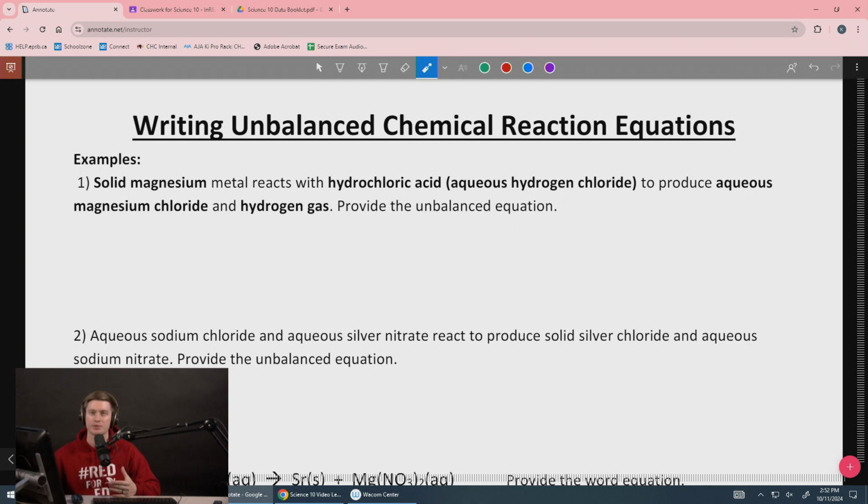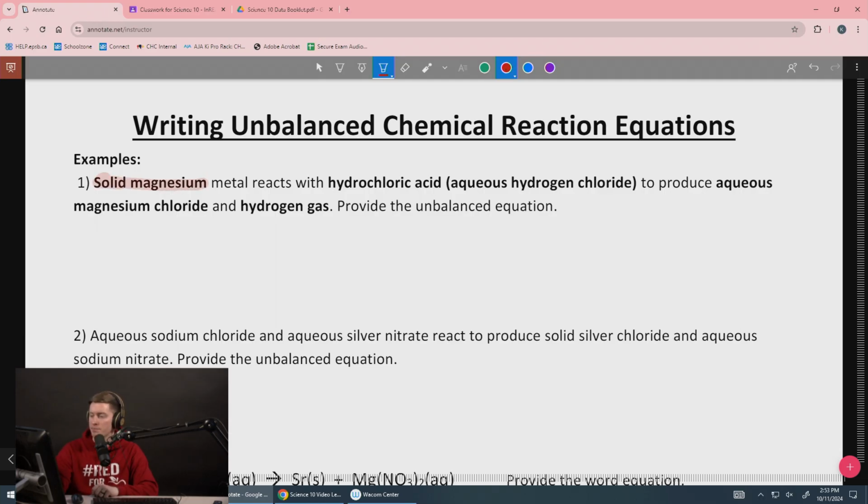We're going to do some examples of writing an unbalanced chemical reaction equation. We're not going to do any sort of fancy balancing yet. We're just going to write out what is reacting with what in a chemical equation. I'm going to highlight our reactants in red, our products in purple, and some keywords in green or blue.